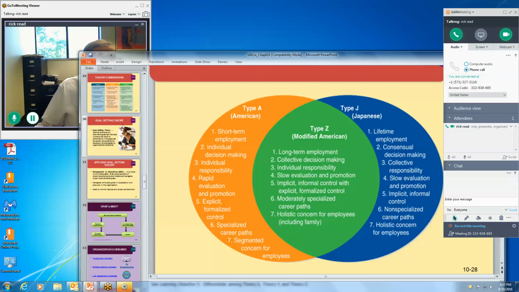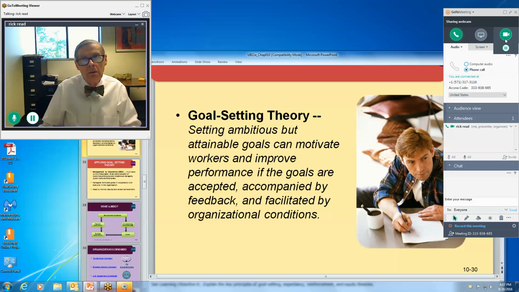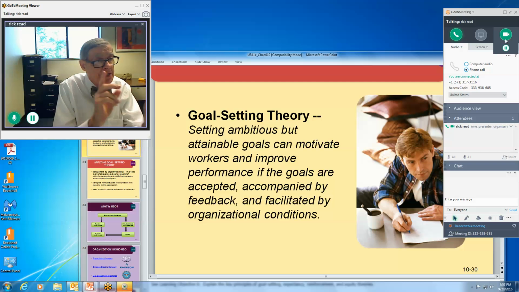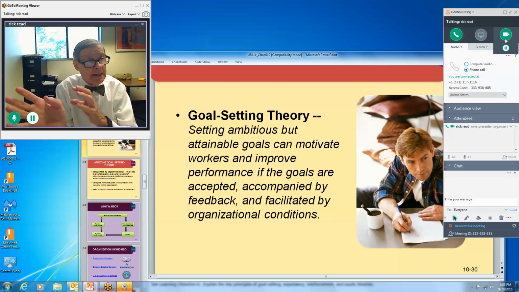We are going to move to what is known as goal-setting theory. This is where the manager or the leader and his or her direct reports set goals to be achieved over a certain period of time. And notice that achievable goals can motivate an employee because he or she can see that there is a way to get from point A, beginning, to point Z, ending.